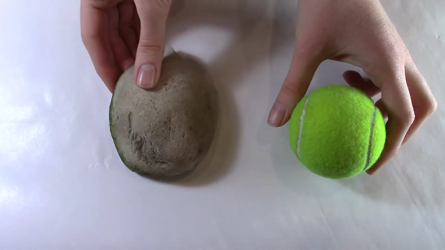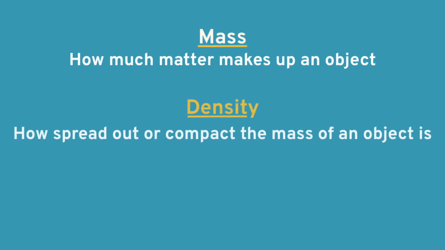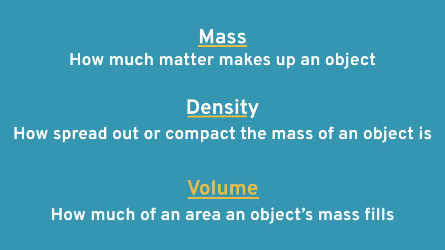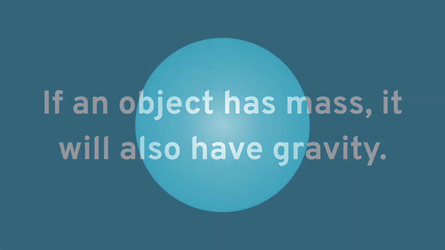We just touched on a couple of important terms, so let's review them quickly. Mass, if you think about it very simply, is how much matter makes up an object. Density is how spread out or compact the mass of an object is. Then there is volume, which is how much of an area an object's mass fills. So if an object has a mass, it is also going to have gravity, and gravity can be exerted on another object. Gravity is measured from the center of the mass of the object, so if you have a perfect sphere, this would be the center of it.